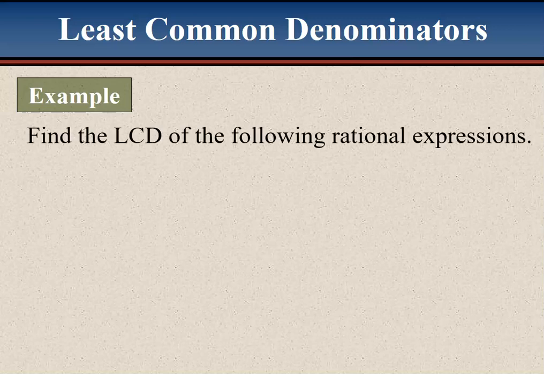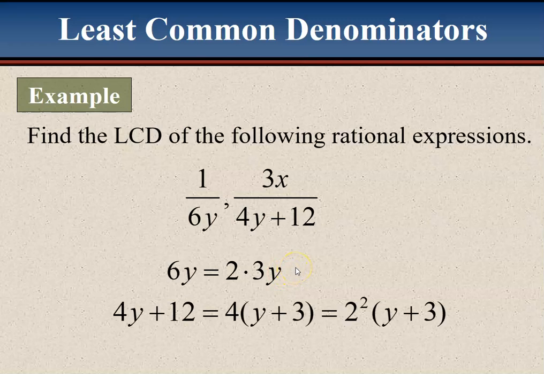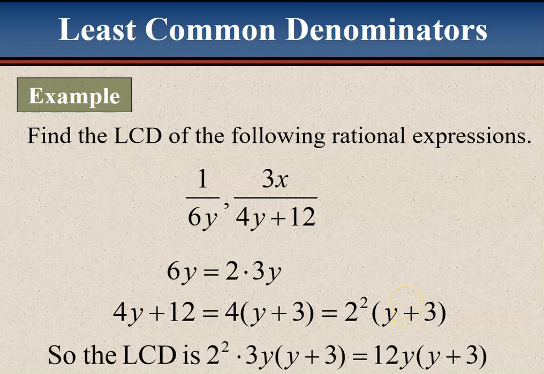Find the LCD of the following rational expressions. For example, 1 over 6y and 3x over 4y plus 12. We are going to find the factors of the two denominators. Here we have 6y, and on the other side we have 4y plus 12. We can factor the first as 2 times 3y, and the other as 2 squared times y plus 3. So your common denominator will give us 12y.